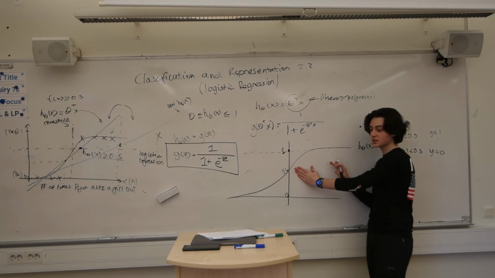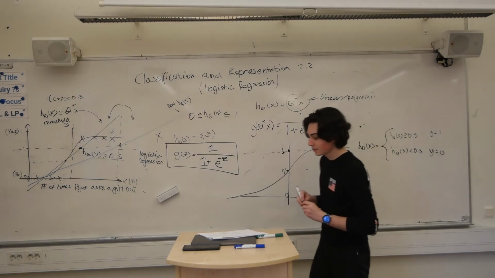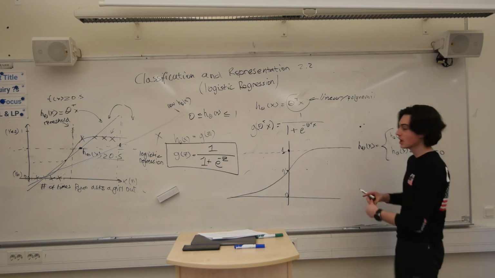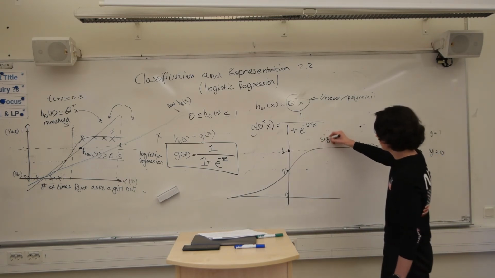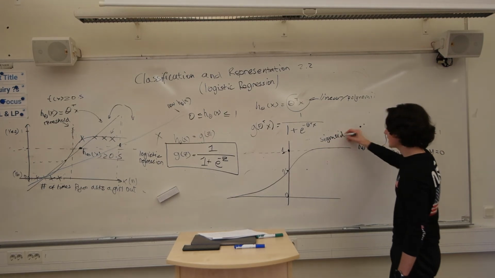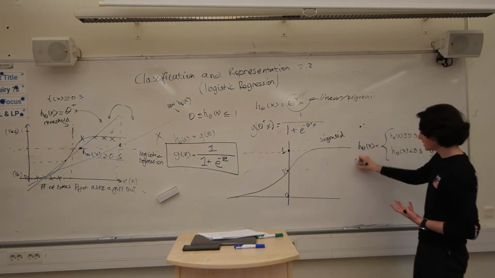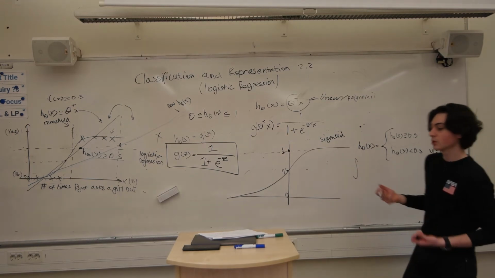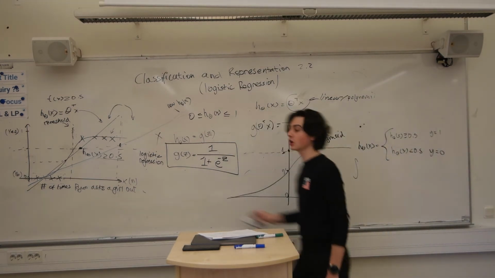Let's not skip too far ahead. Just know that this function exists, and it has a name. This is called a sigmoid. My understanding of why it's called a sigmoid is because this, which you will use in integration, is a stretched out sigma, which I'm going to call a sigmoid.